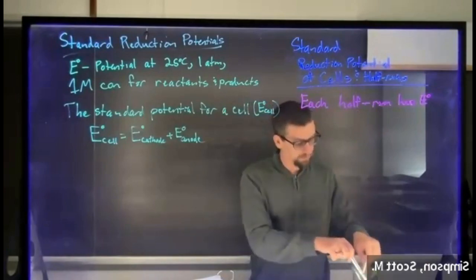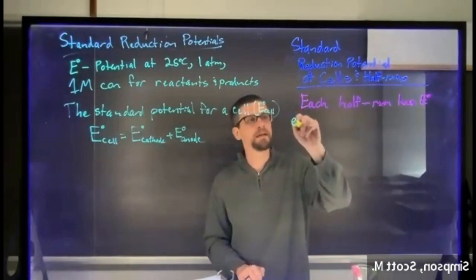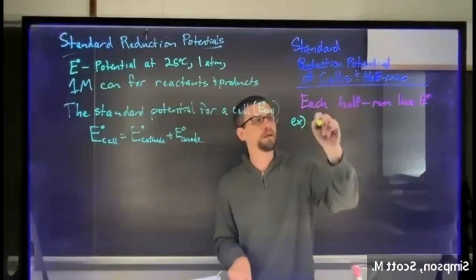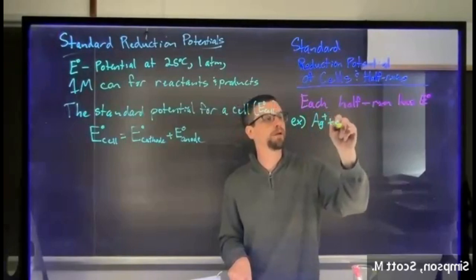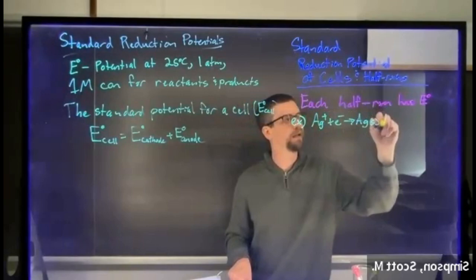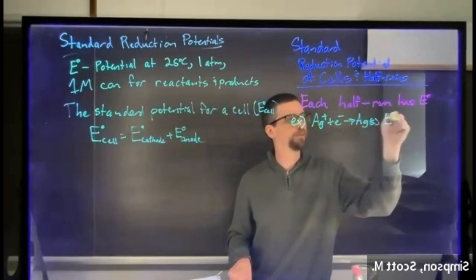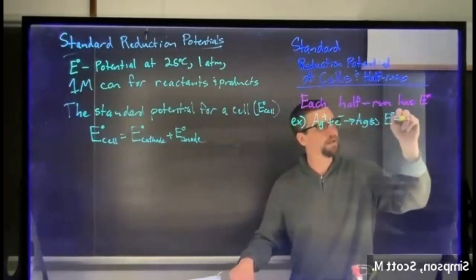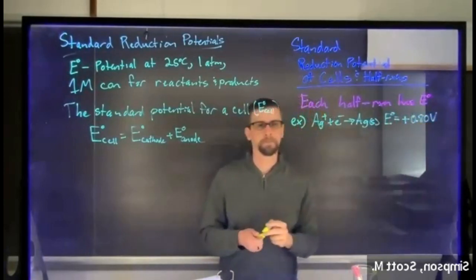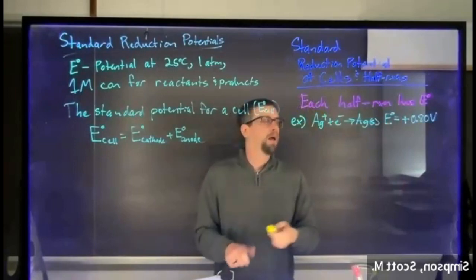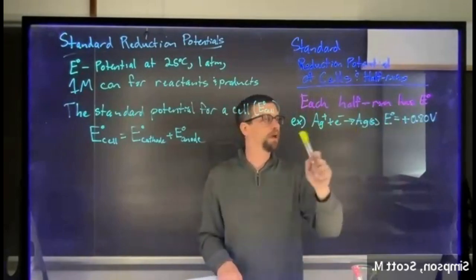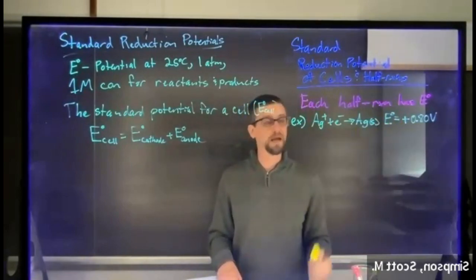As an example, let's look at it. If we look up the one for silver, we have Ag plus an electron goes to Ag solid. You look up the standard reduction potential for this, and it ends up being plus 0.80 volts. So this shows the reduction reaction or half reaction that we're talking about, and this is the potential you get.